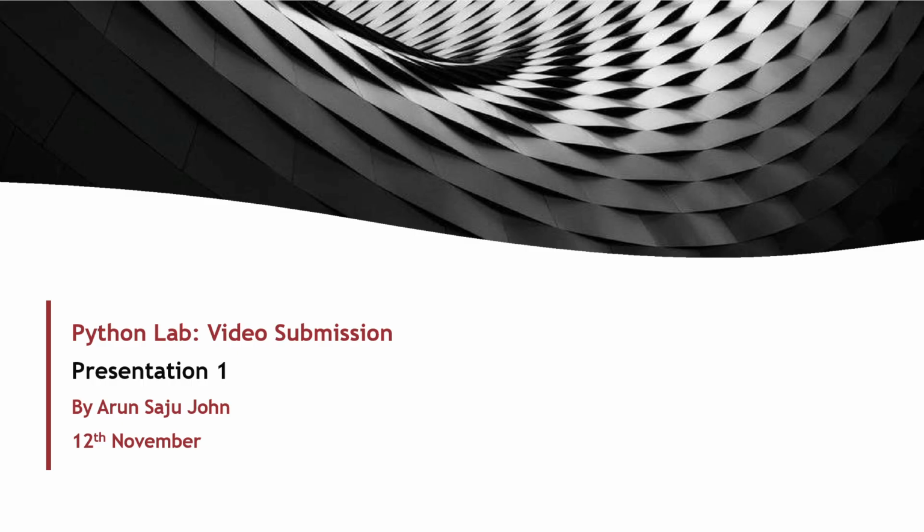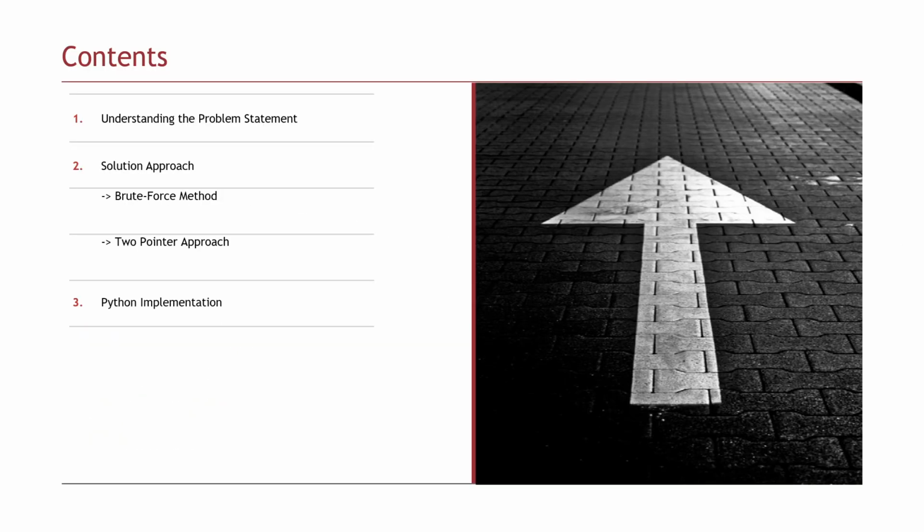So moving ahead, let's discuss the contents of the presentation for today. First of all, we'll start by discussing the problem statement. We'll look into the solution from two approaches. One is the brute force method, and the other is a two pointer approach. Third, we'll look into the Python implementation in terms of both the approaches, and then finally, we'll compare both the approaches and get ahead towards the conclusion. So, first of all, let's move ahead with the problem statement.